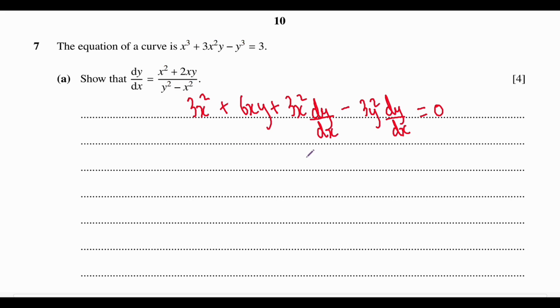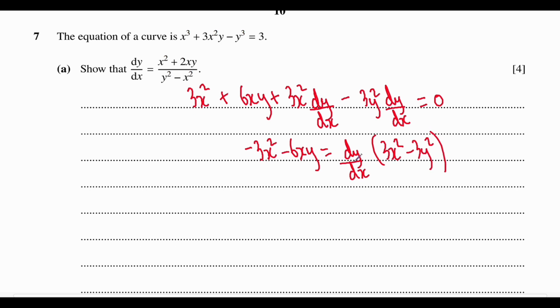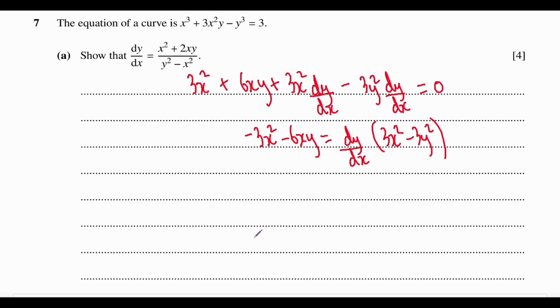So you're left with minus 3x squared minus 6xy is equal to, I brought this to the other side, dy by dx times 3x squared minus 3y squared. You can divide both sides by 3x squared minus 3y squared, so you're left with dy by dx is equal to minus 3x squared minus 6xy divided by 3x squared minus 3y squared.